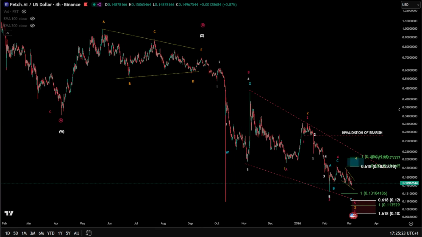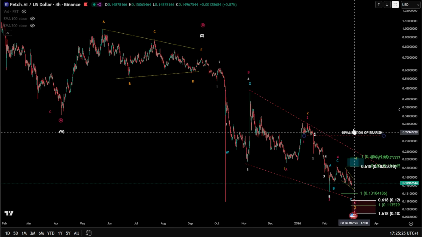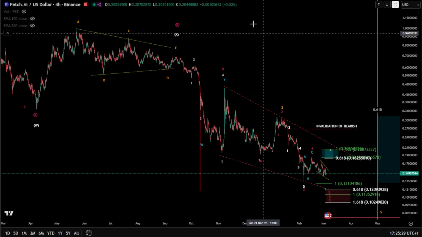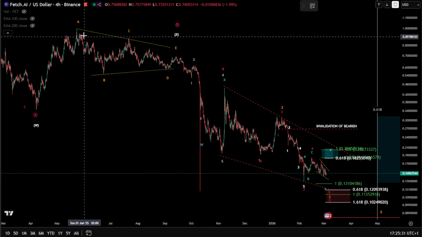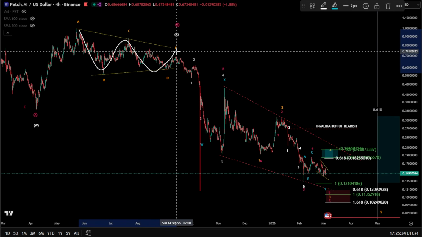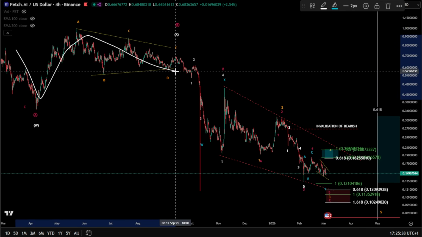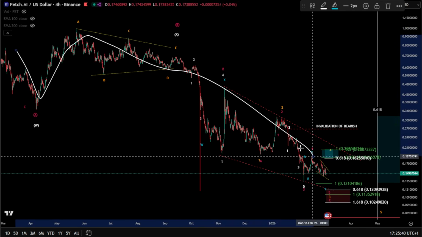Hello everyone, welcome to a new video for FET price prediction based on Elliott Wave analysis. Let's see what FET is doing today and what we might have here, of course, after our triangle ABCDE finished wave B, after the drop A, B, and we're looking here for wave C downward.